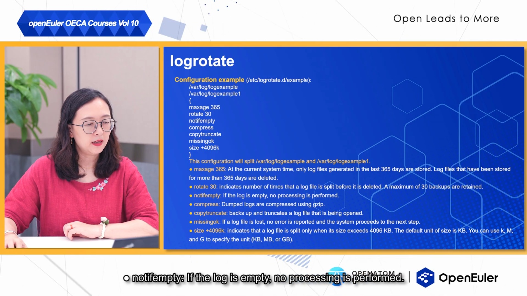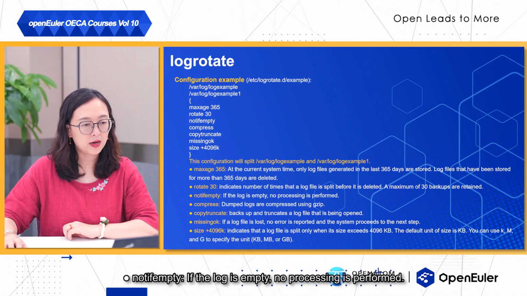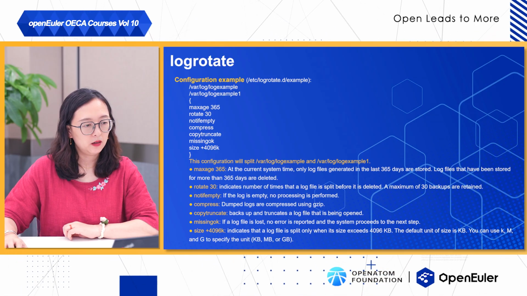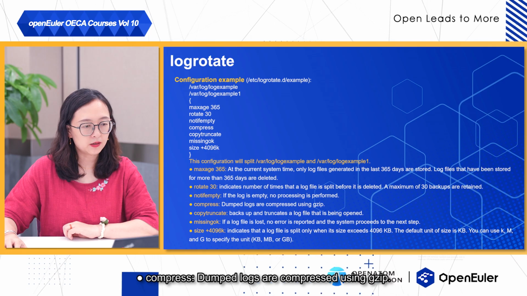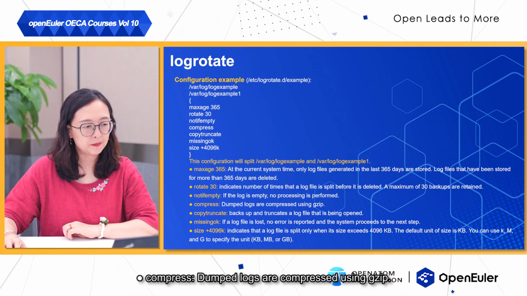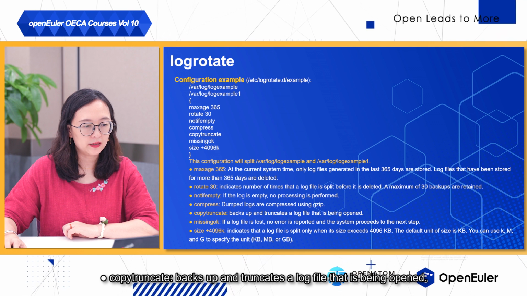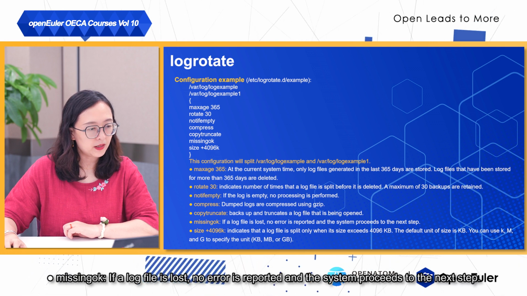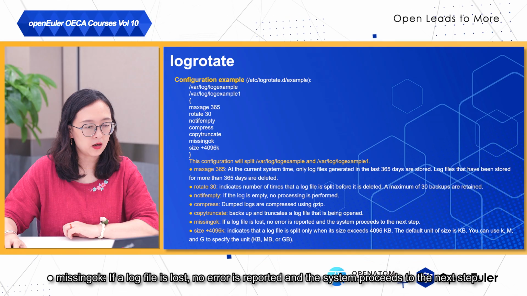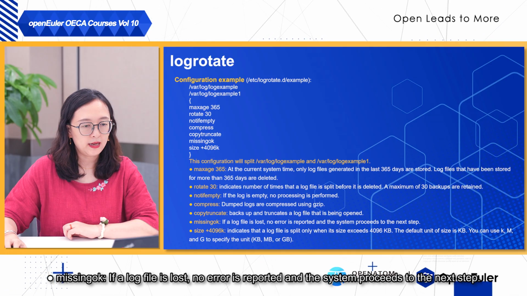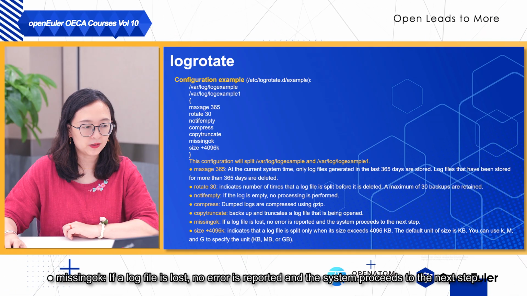Notifempty. If the log is empty, no processing is performed. Compress. Dumped logs are compressed using gzip. Copytruncate. Backs up and truncates a log file that is being opened. Missingok. If a log file is lost, no error is reported, and the system proceeds to the next step.